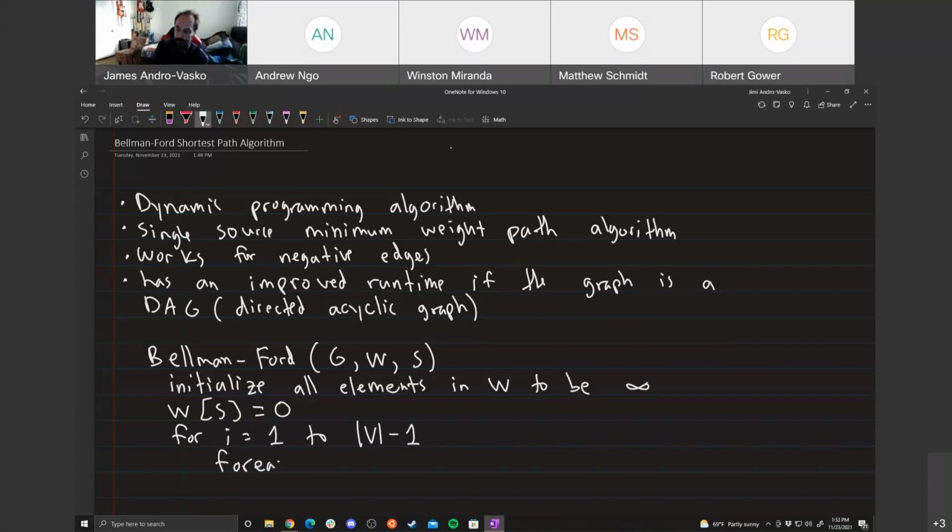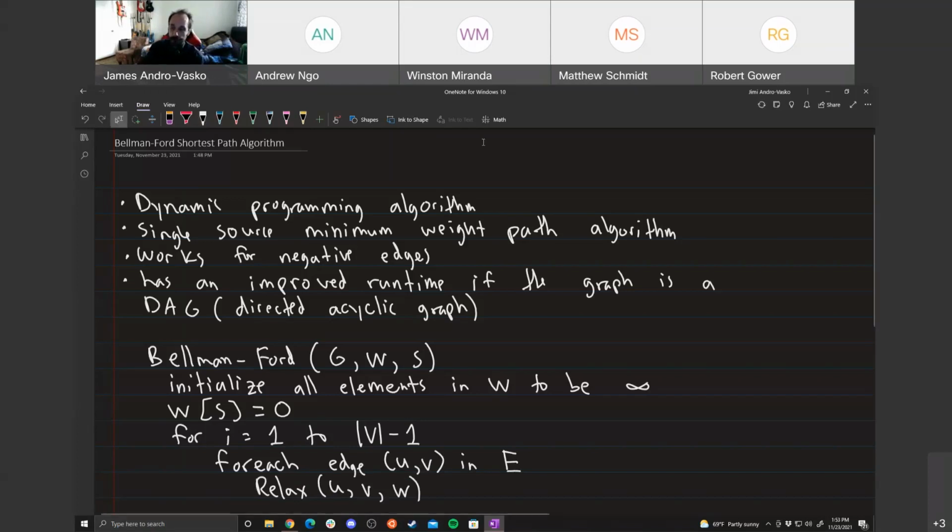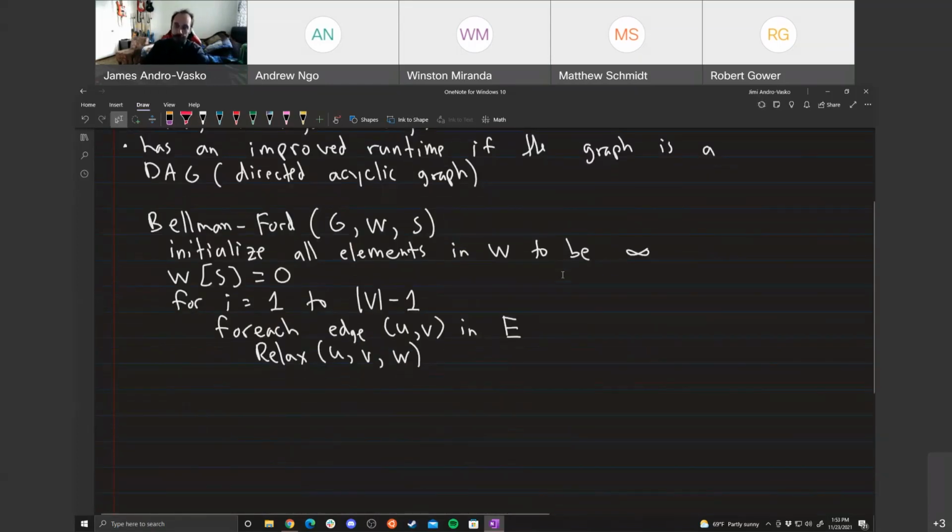So for each edge (u, v) in our set of edges, we're going to do a relax: relax(u, v, w). That's it. I'm going to go ahead and write the relax function, which is pretty simple. So relax(u, v, w).